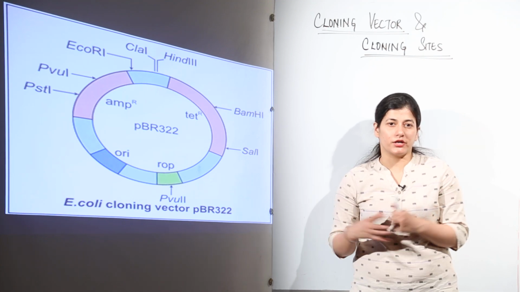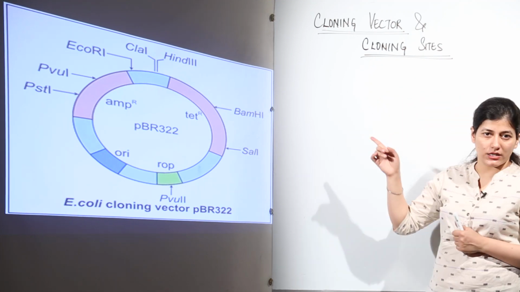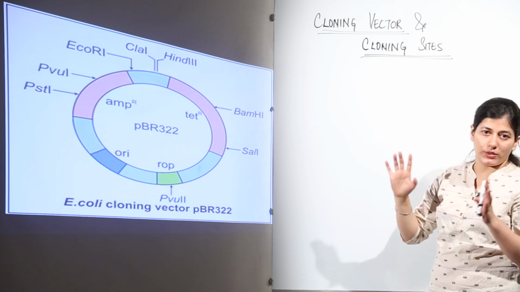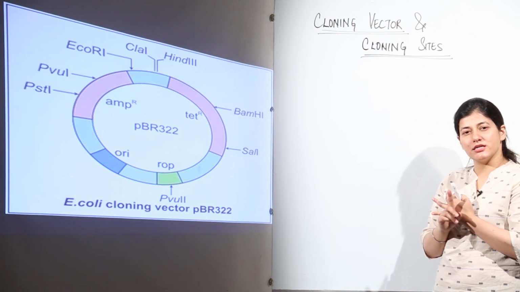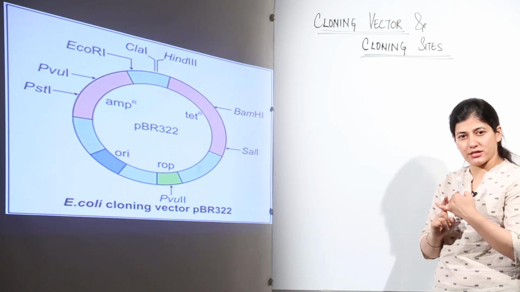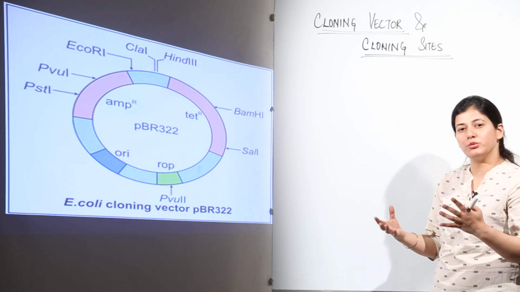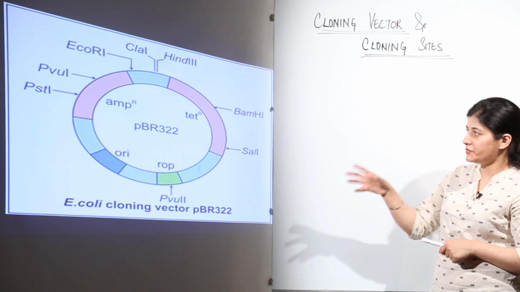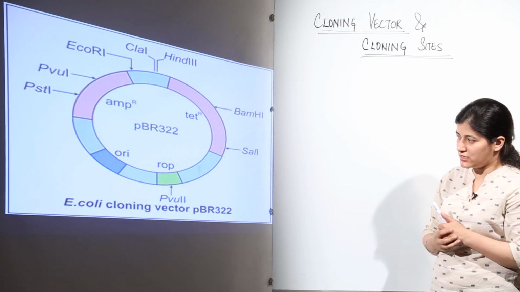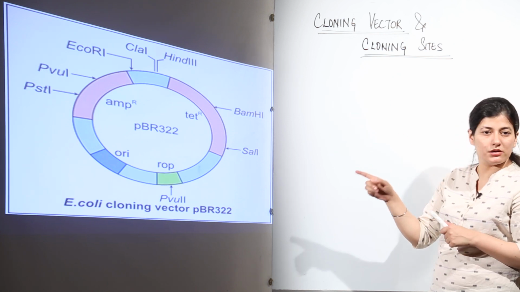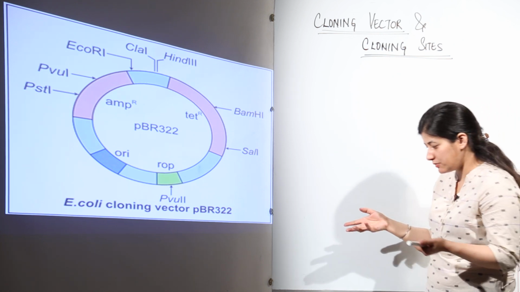Now we are going to talk about cloning vector and its cloning sites. We had discussed that we need a vector, we need it to act as a selectable marker, but it must have cloning sites inside it. Now what we have over here that is represented, it is the E. coli cloning vector. E. coli is a bacteria.